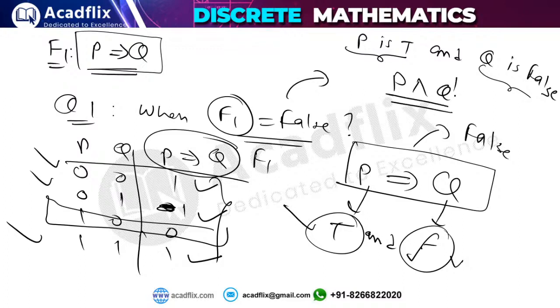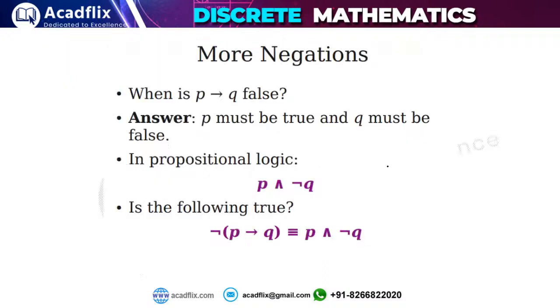P is true and Q is false. We can write it like this: P and Q bar. So basically, when is P implies Q false? P must be true and Q must be false.